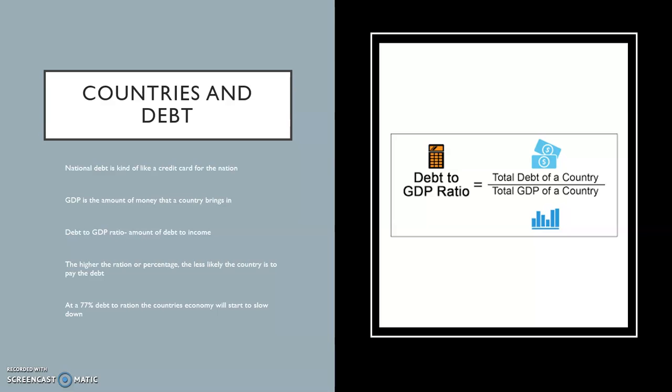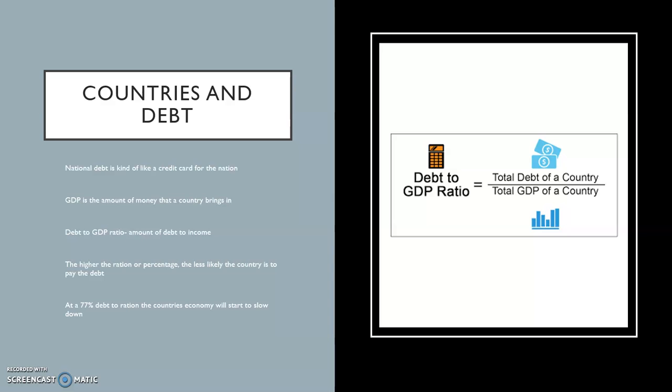The important thing to remember about a national debt is the debt to GDP ratio. Economists will use this ratio to determine the country's ability to pay back its debt. You often see the ratio either in a ratio form or in a percent form. So the higher the ratio or percent, the less likely the country will be able to pay back the debt.